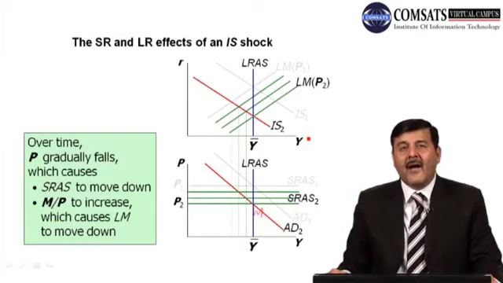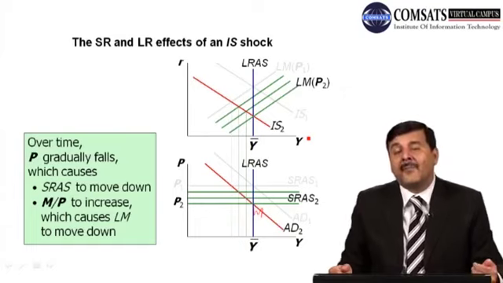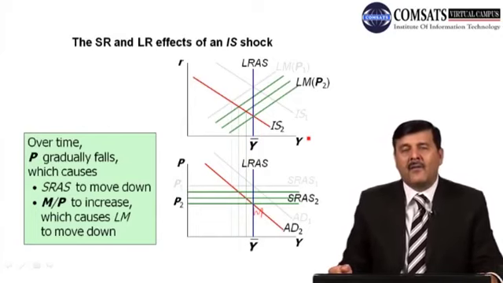So when we combine these two, short run and long run, price is the only variable or factor that can bring the output back to its natural level or full employment level of output, due to an IS shock, whether it is negative or positive.